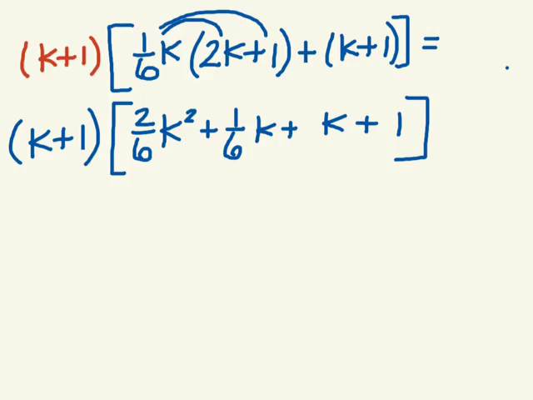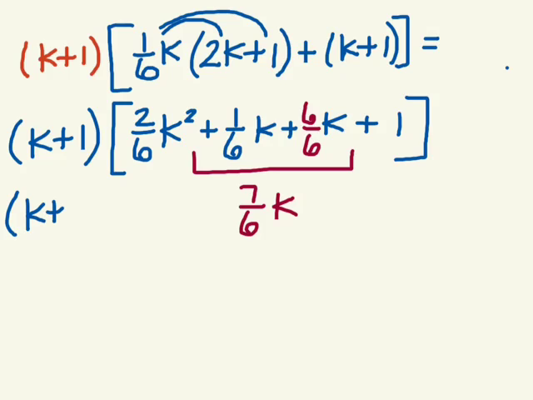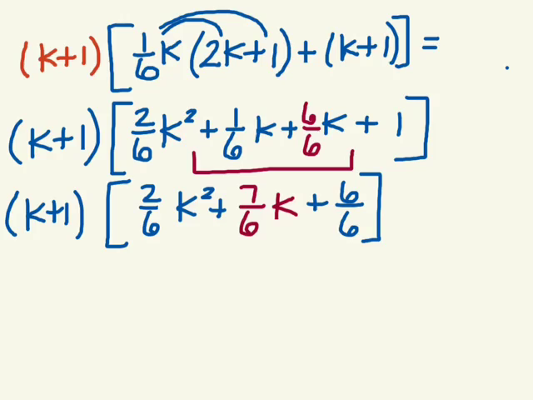Here on the inside of my brackets, I have 1/6 plus 1. And if it helps you to make that into 6/6, that's awesome. That gives me 7/6 k. Everything else is going to stay the same. I'm also going to go ahead and change that 1 into 6/6. And what that's going to let me do is very easily factor out the 1/6 at this point.